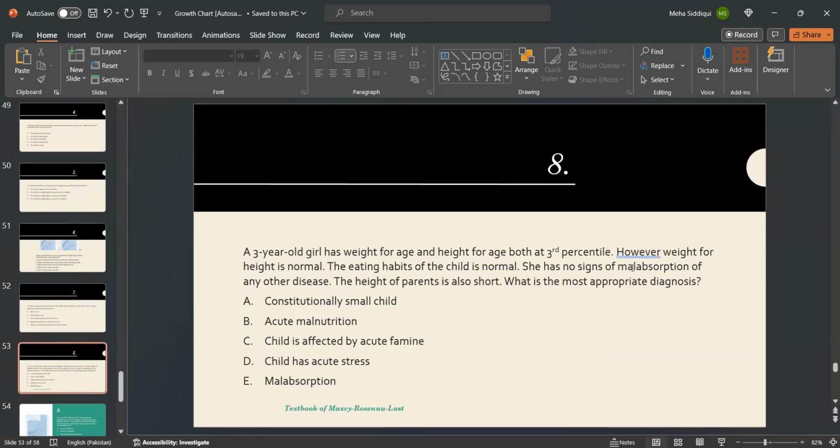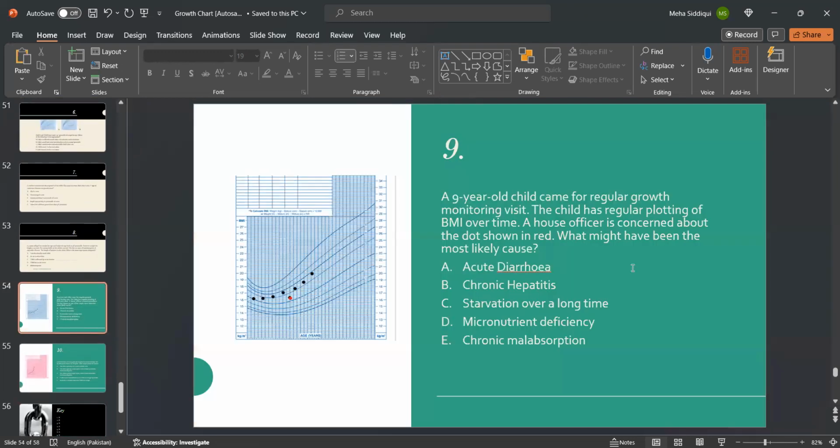MCQ number 8. A 3-year-old girl has low weight for age and height for age. However, weight for height is normal. The eating habits of the child are normal. She has no signs of malabsorption or any other disease. The height of the parents is also short. What is the most appropriate diagnosis? Constitutionally small child, acute malnutrition, child is affected by acute famine, child has acute stress, malabsorption. Yes, A is the right option.